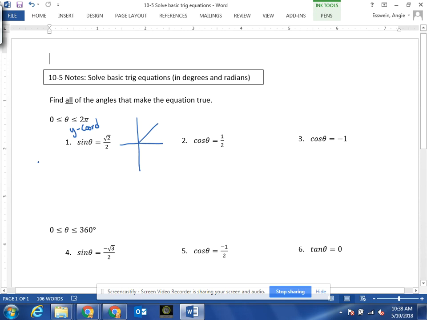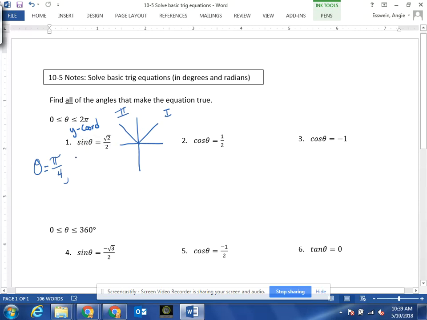And what is theta in radians there? In the middle is pi over 4. Okay, pi over 4. However, there's another place where the y coordinate is root 2 over 2. In other words, where else is the y coordinate positive? Because this is positive root 2 over 2. In what quadrant? In the second quadrant, right? Y is positive in the second quadrant, and it's all symmetric, so it's the same distance from the x-axis.